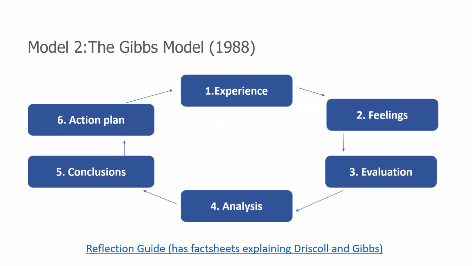Similarly, the Gibbs model is another very commonly used one. This has 6 sections. Experience is where you describe what happened. You then indicate your feelings about that. You then evaluate it, make a judgment about what happened. Your analysis is in the 4th section, as before, rich in academic evidence explaining why it happened like that and how it worked or how it didn't work. In section 5, you come to a conclusion, and then in 6, you include your action plan, which then takes you on to the next experience.